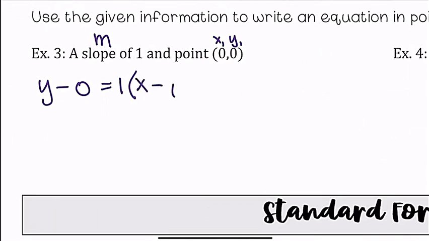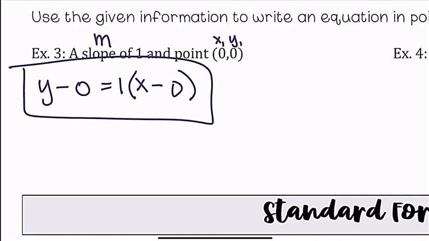And then x1 is also 0. This is the correct answer. However, oftentimes they won't just stop here at this form. It's kind of like an intermediate step form. So we would normally simplify this if we can.